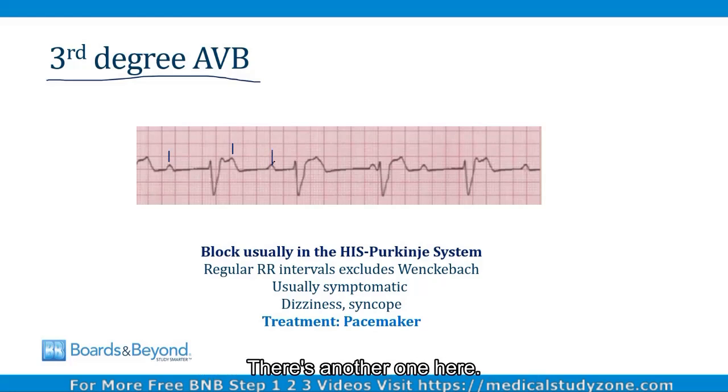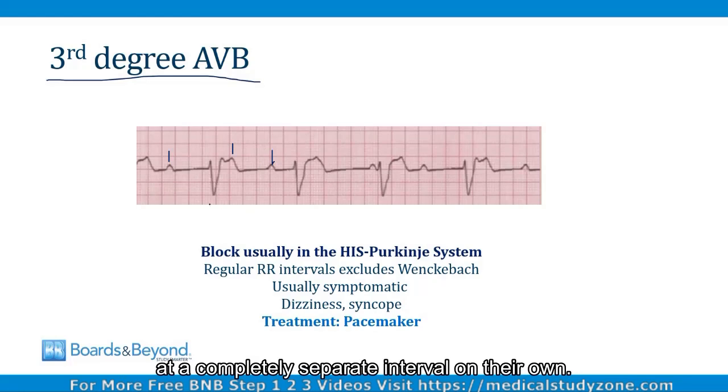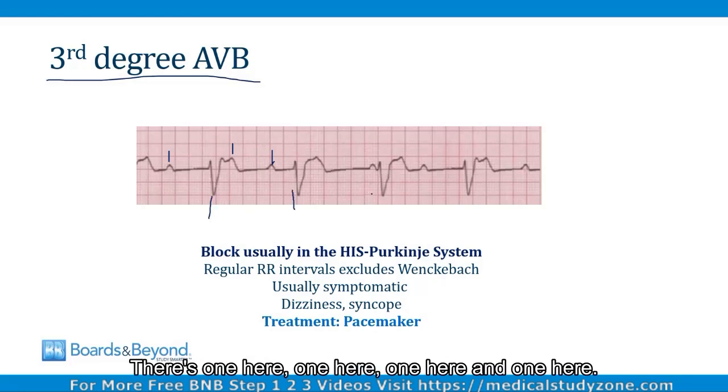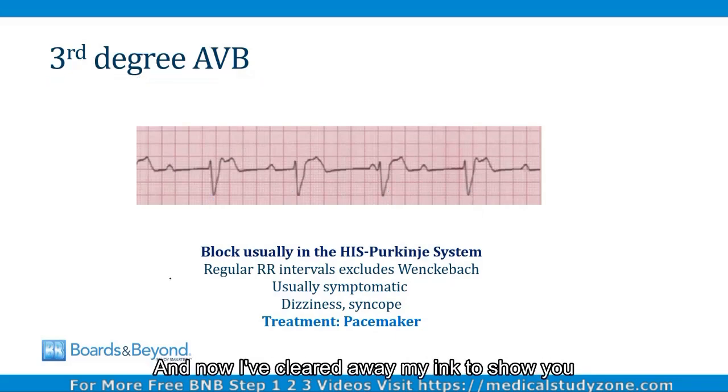There's another one here. And then we have QRS complexes that are marching out at a completely separate interval on their own. There's one here, one here, one here, and one here. There is no relationship between these P waves and the QRS complexes. They are completely separated from one another. And now I've cleared away my ink to show you some of the key features of third degree AV block so you can recognize it in an ECG.